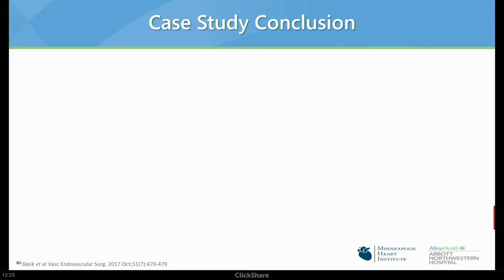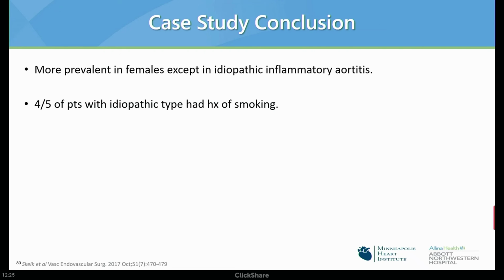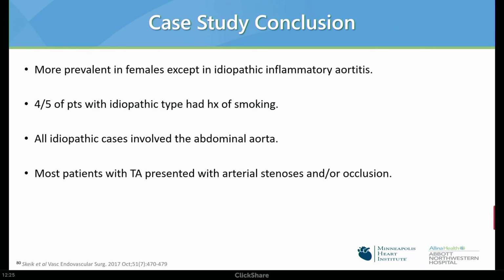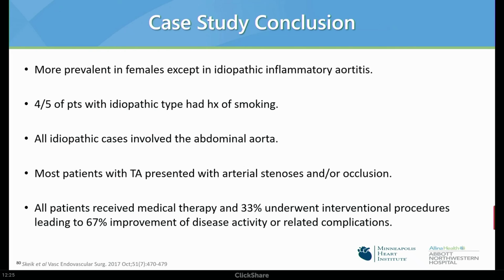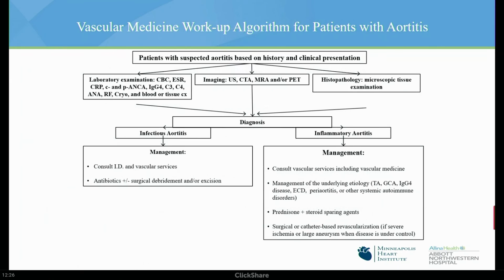So again, more prevalent in females, except for the idiopathic aortitis, which was more prevalent in males. Their smoking history was kind of prevalent. All idiopathic cases involved the abdominal aorta, and patients with Takayasu presented with stenosis. All patients received medical therapy, and 1/3 received surgical intervention or revascularization, with 67% improved disease activity.